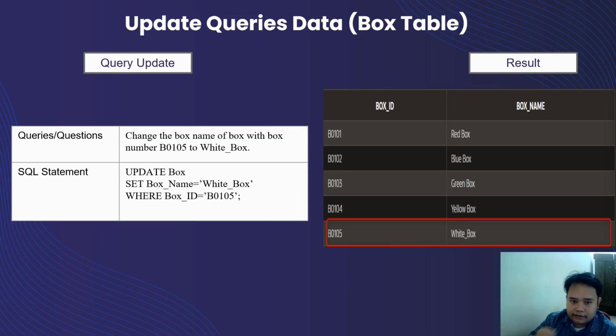Update for the query table, which is update the box name equal to white box, and then where box ID equal to B0105. So update the box and then set the box name into what we want to change, and then where is the place that you want to change. So later on in the result you can see B0105 will equal to white box.